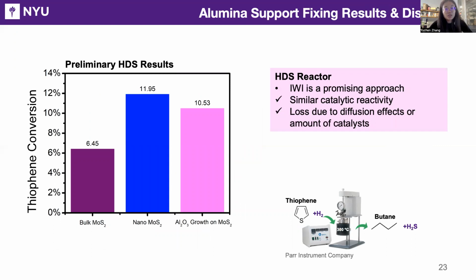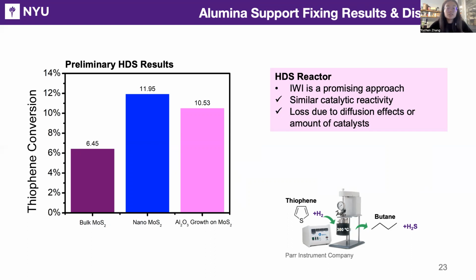This approach shows promising results when running them in the reactor. We could see comparable catalytic performance in supported MoS2 and just MoS2 nanosheets. We think this minor loss might be due to a diffusion effect, because when we run our samples in the support, some of the reactants might deposit inside the pores, and then extra paths may be required for them to diffuse out of the pores to finally convert into the product.